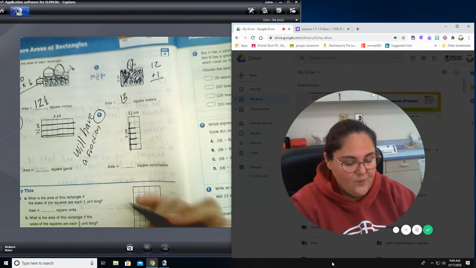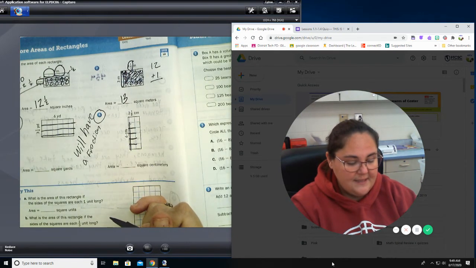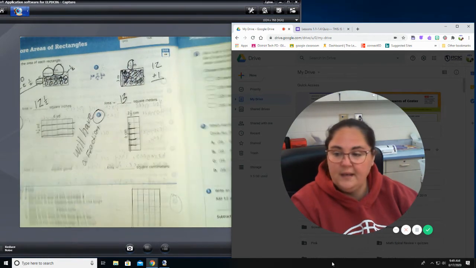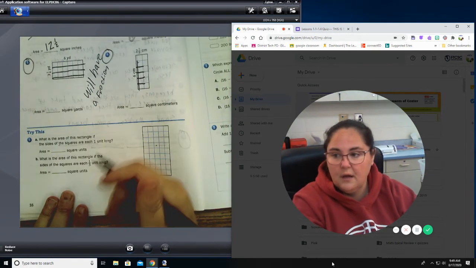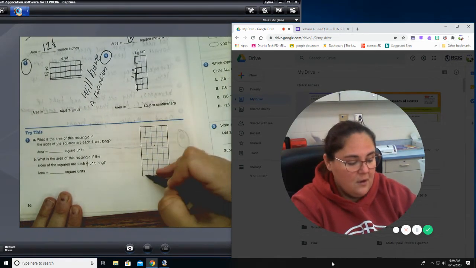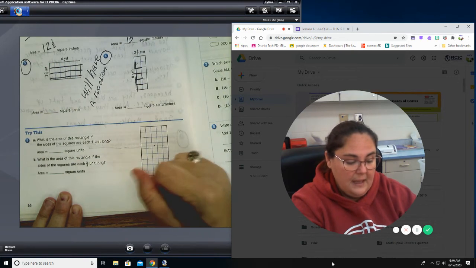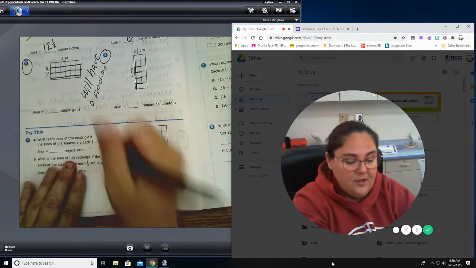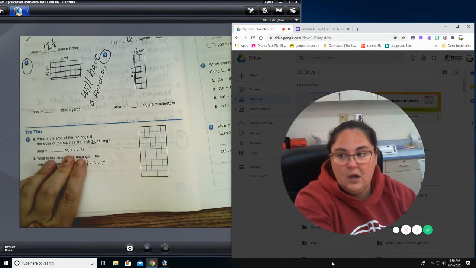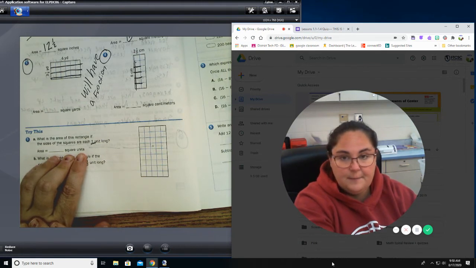Number 5, it says, what is the area of this rectangle with the sides? Each of the squares is 1 unit long. All right, so I need to find my area. Each square is a unit long, so you need to count how many units you go up and how many over. So if they're each 1 unit long, that's what you're going to count.